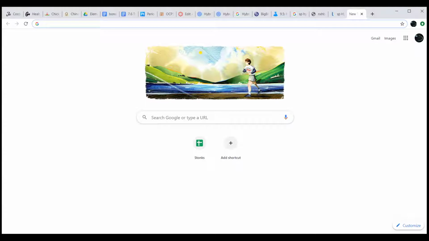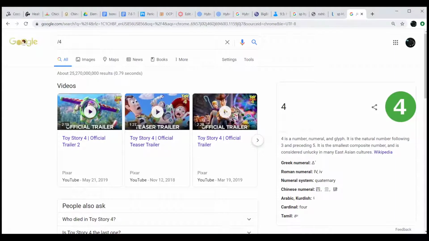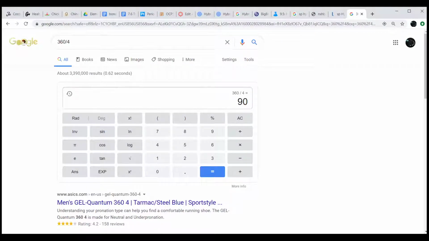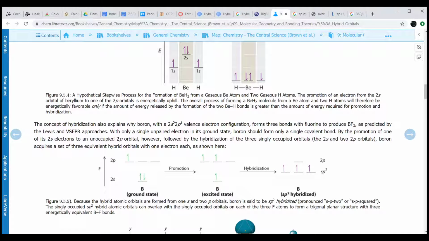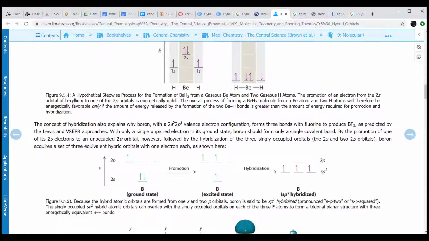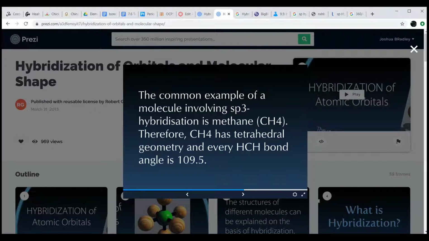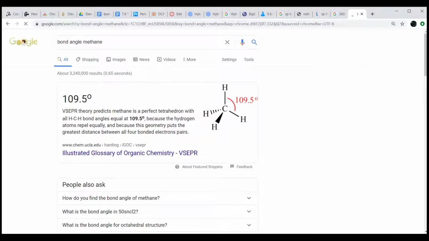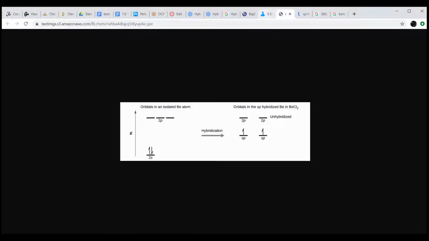Let's do a quick look. Oh, I guess it says 90 degrees. Man, that looks embarrassing to me. Why is it? No, 90 degrees all over. Let's try this. Bond angle methane. Oh, that's right, because we have one. Never mind. Even your teacher can derp here.